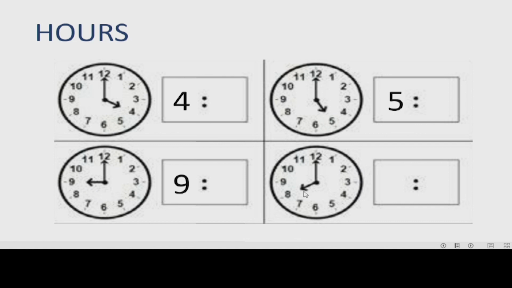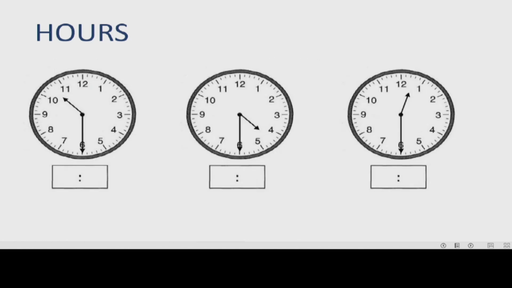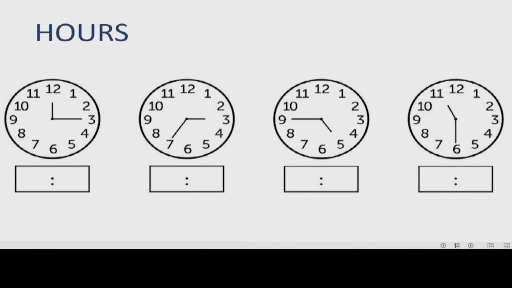Excellent. The shorthand is for hours. How many hours in this clock? 10. The middle clock? And the final one? 12. Excellent, guys. You understand hours completely. 12. Remember the shorthand.